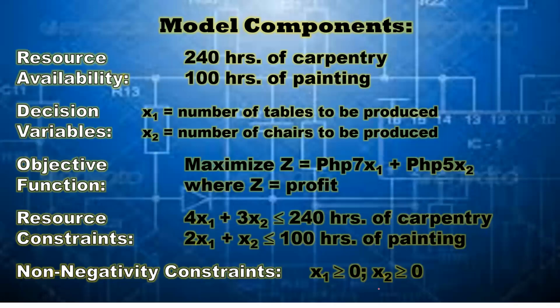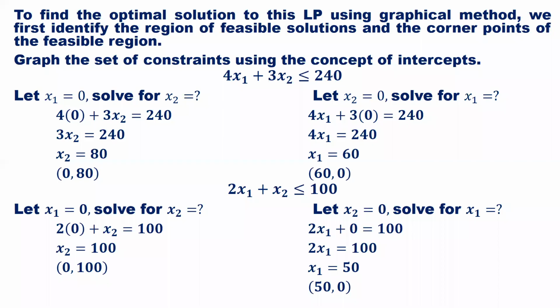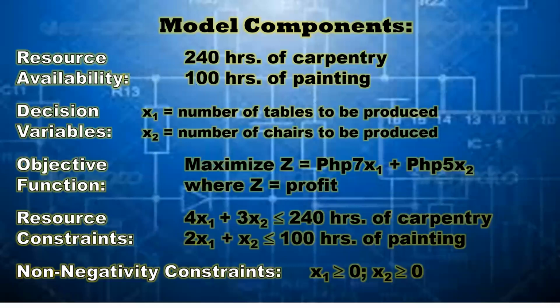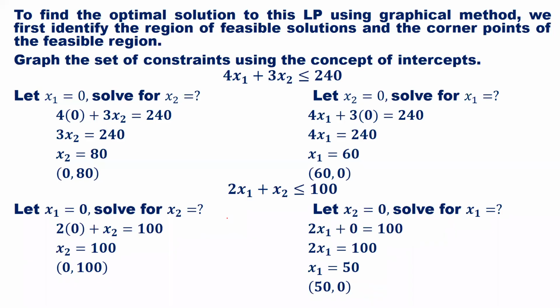So always remember that we have to assume that all of our decision variables are positive or 0, since we are talking here about profit. After creating the model components, we are now on the second step, which is to graph.